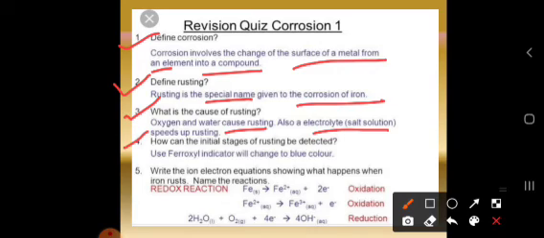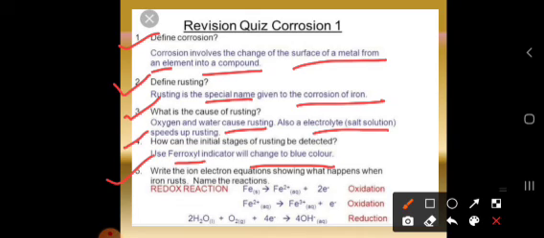The fourth question is, how can the initial stage of rusting be detected? We have not discussed this, but you can take it as a 1 mark question: use ferroxyl indicator, which will change to blue color. Just dip our rusted metals into the ferroxyl indicator. If it changes into blue color, then you can say it is the initial stage of the rusting of iron.